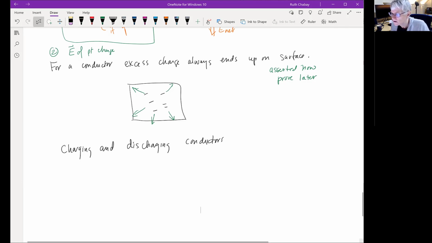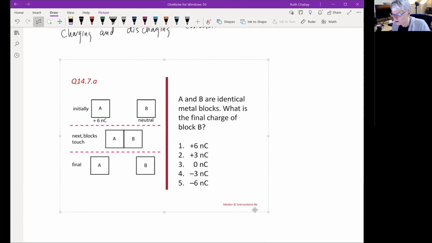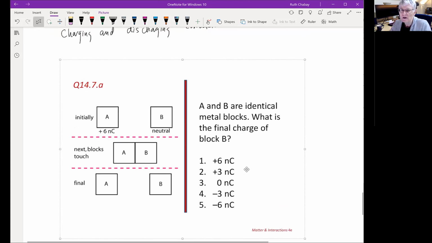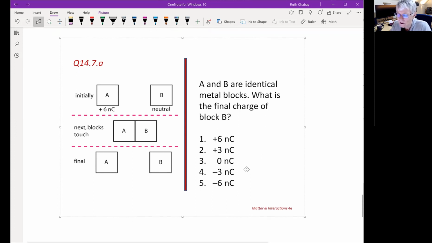So let's consider a question here. We have two identical metal blocks here. The only difference is that initially block A has a charge of +6 nanocoulombs, meaning that it has a deficiency of electrons. And block B is neutral. And so we bring them together and let them touch, and then we move them apart. What do you think the final charge of block B is going to be here?